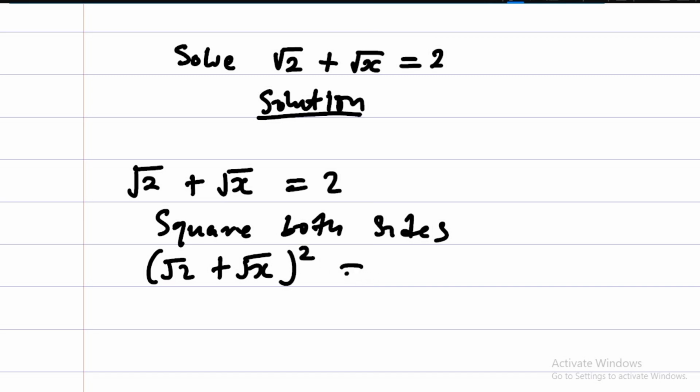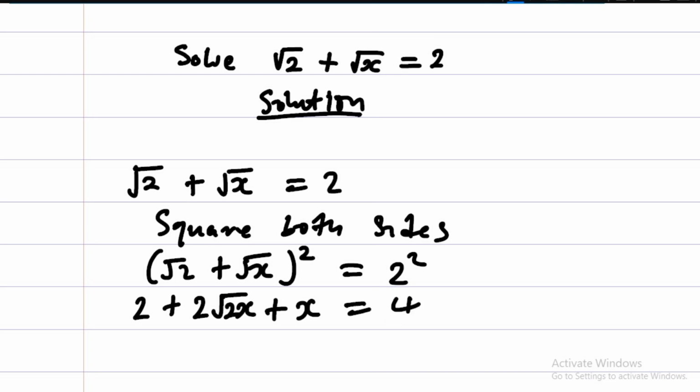all squared is equal to what? 2 squared. And then you square the first one, you have 2. You multiply the first one and the second one, that is square root of 2x. You double it, it becomes 2 the square root of 2x. Okay, then you square the last one, you now have what? x. Okay, is equal to what? Then this is 4.